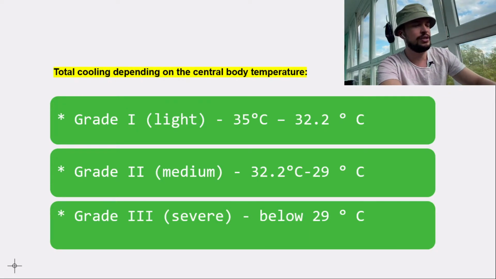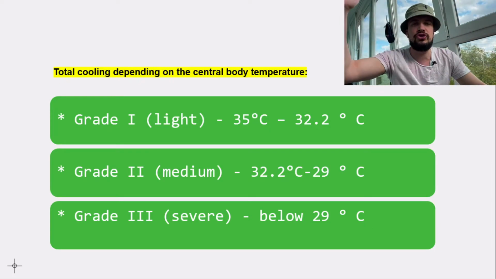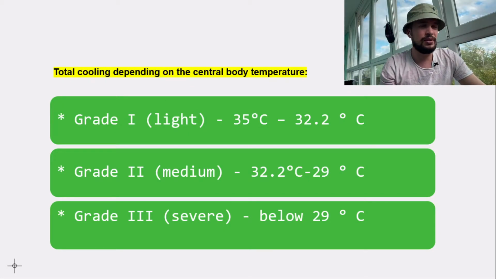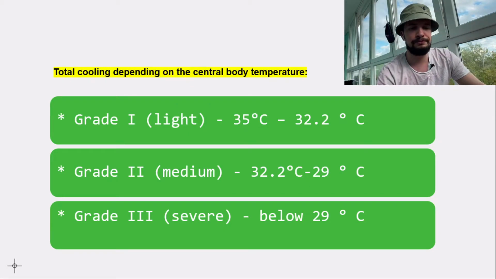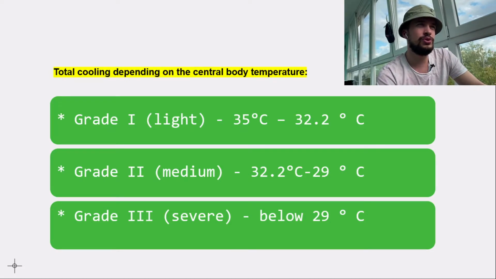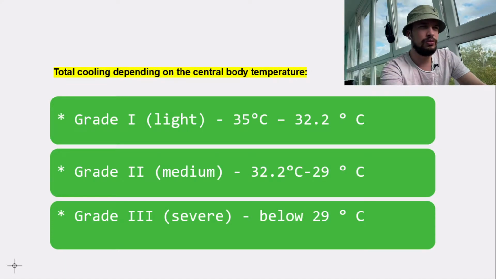And of course, it's about general cooling. The first grade is light, from 35 degrees Celsius to 32 degrees Celsius. Grade 2 is medium, from 32 to 29, and severe is below 29 degrees Celsius.